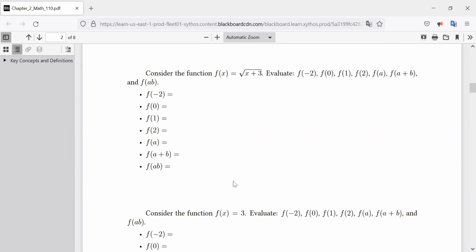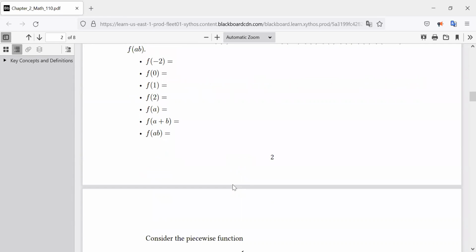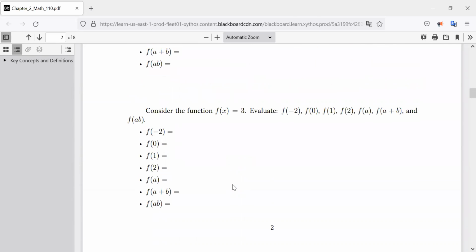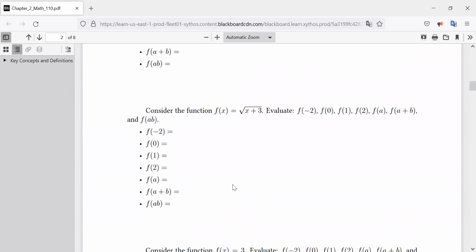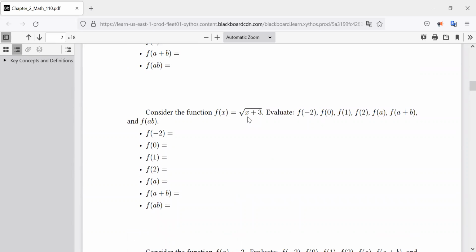So let's look at this one. No, let's just go in order. So f of x equals the square root of x plus 3. Someone want to tell me what I would do for f of -2? Sure, you guys do this by yourselves for a second. Give you a minute to write it out.